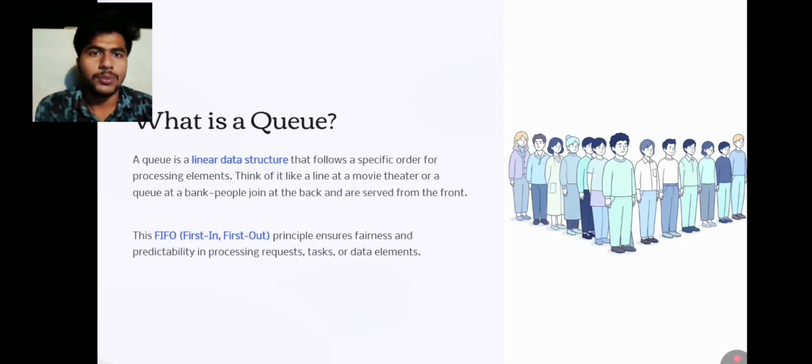First, what is a queue? A queue is a linear data structure that follows a specific order for processing elements. Think of it like a line at a movie theater or a queue at a bank. People join at the back and are served from the front. This first in first out principle ensures fairness and predictability in processing requests, tasks, or data elements.